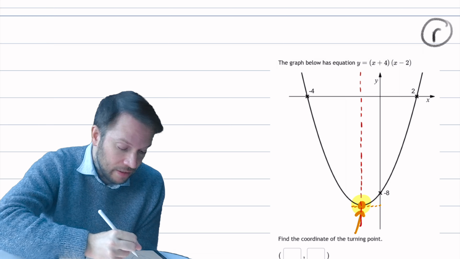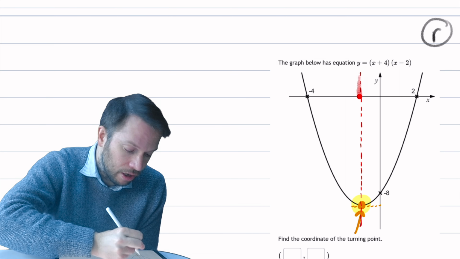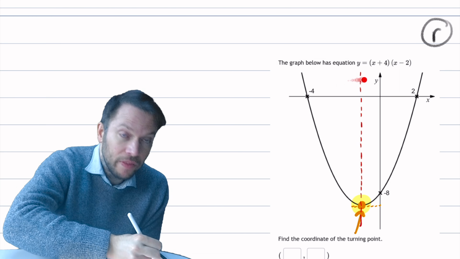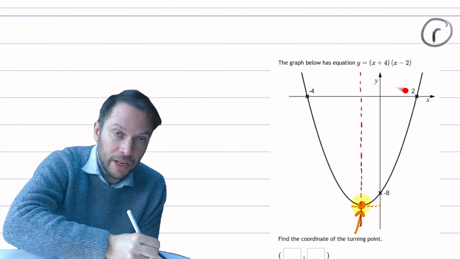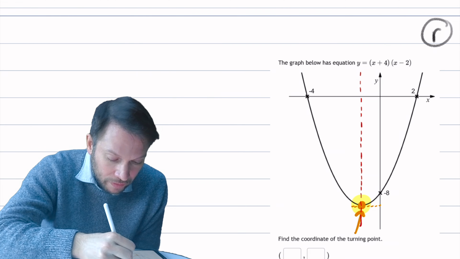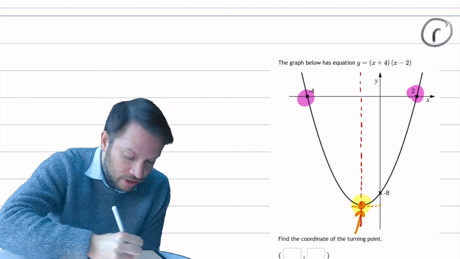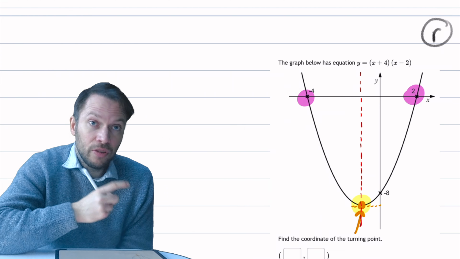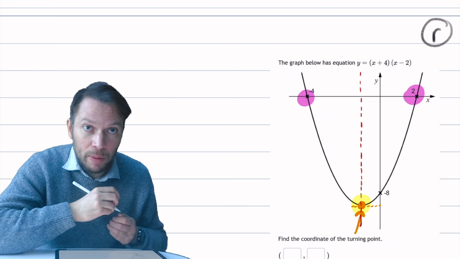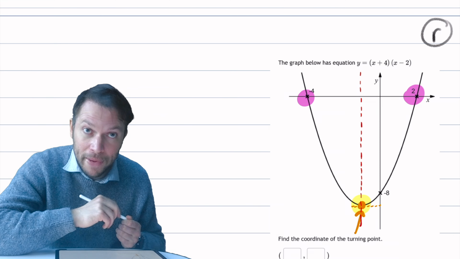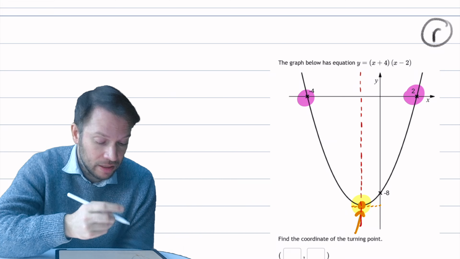We also said the line of symmetry of a quadratic graph is halfway between the two x-intercepts, also known as the roots. So we've got to find the value that is halfway between -4 and 2. So how do we do that? How do we find a number halfway between two numbers? Well, you can just find the mean of the two numbers. So you just add them and divide by 2.